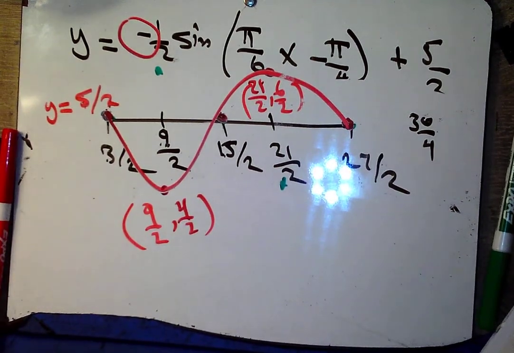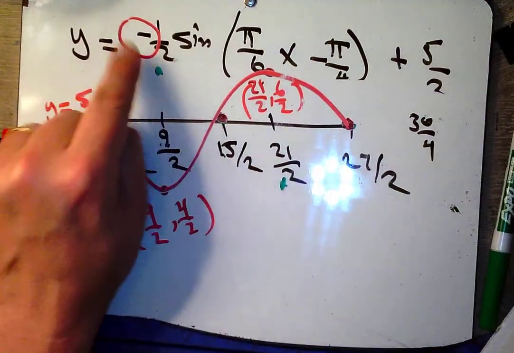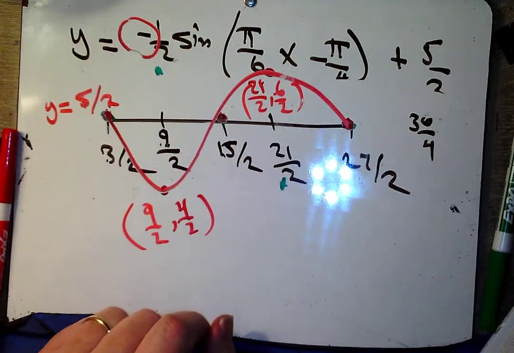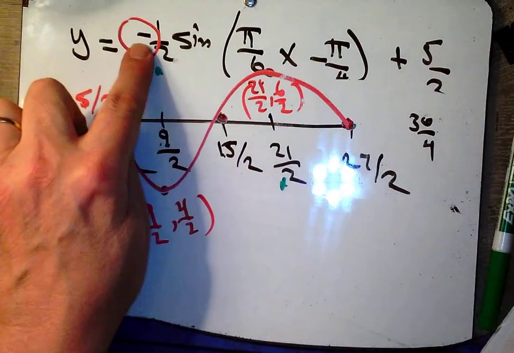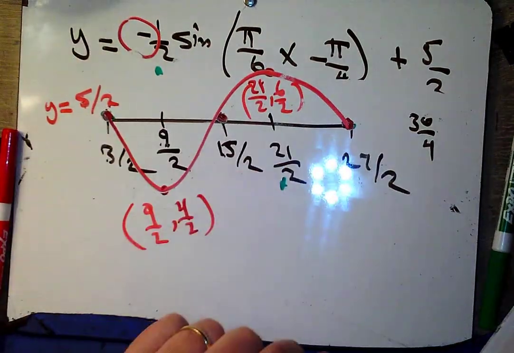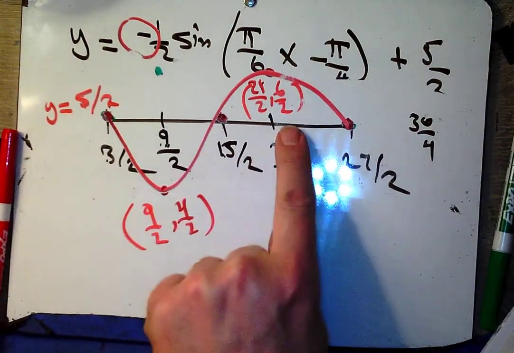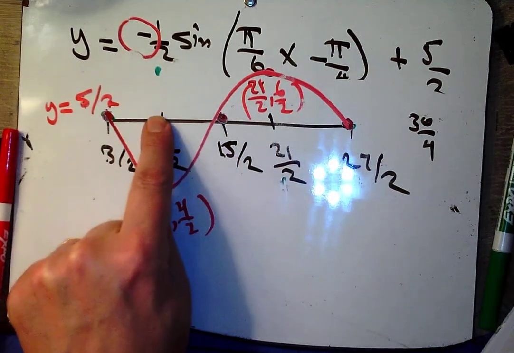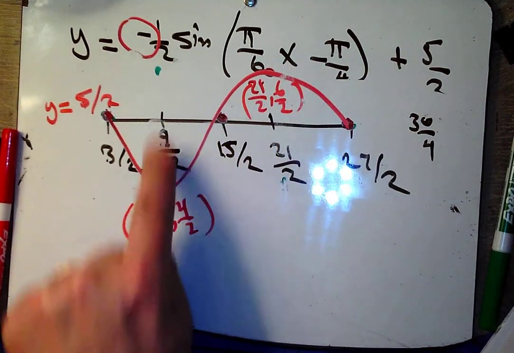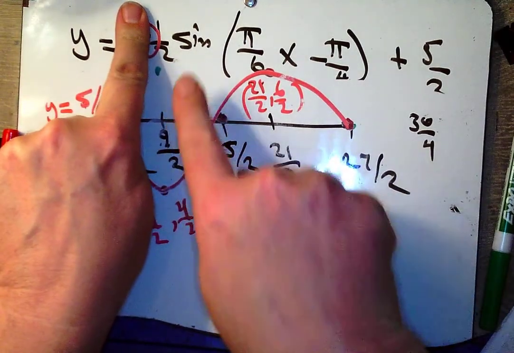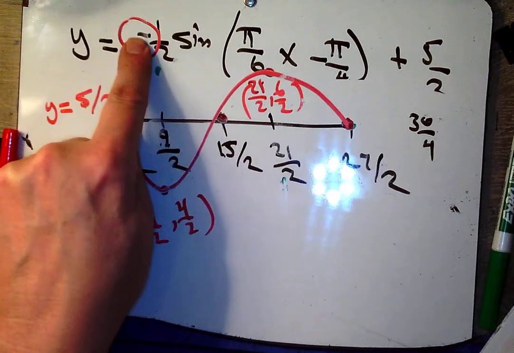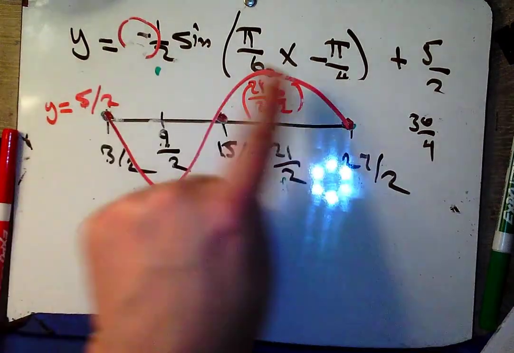What does Mr. Paz say? This negative gives us the shape. Just let the negative inform the shape. Here, I'm going from the midline up that amount. Here, I'm going from the midline down that amount. The amplitude is that number, not this. This tells me the shape.